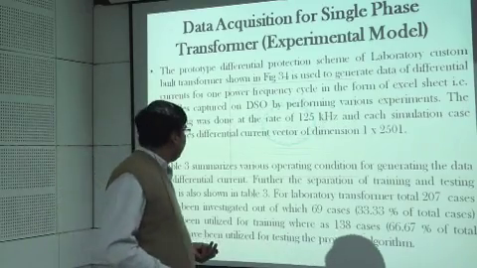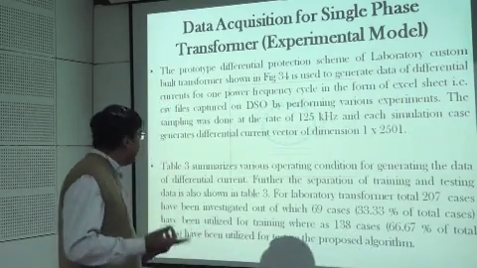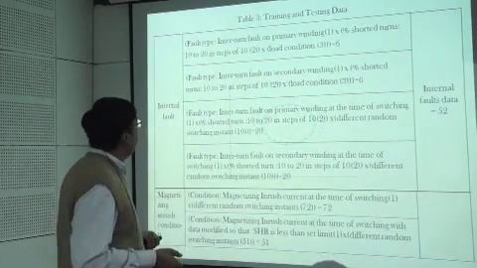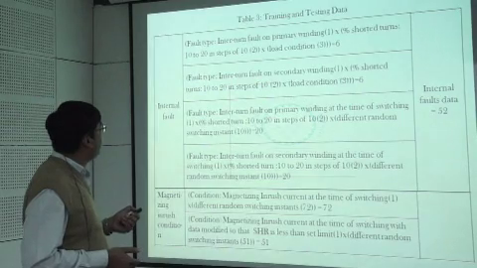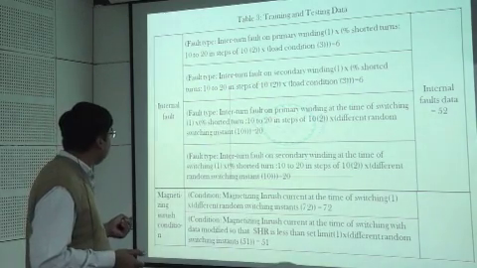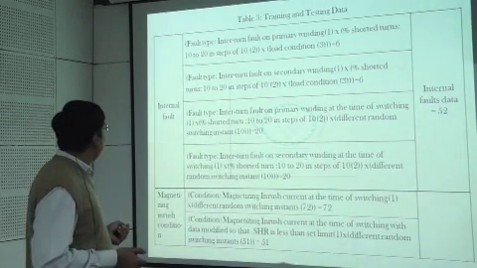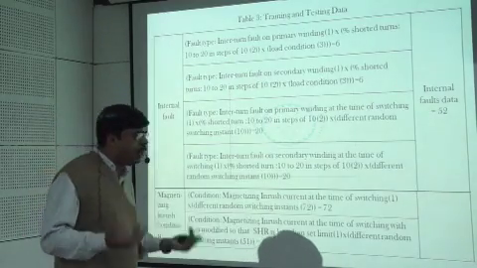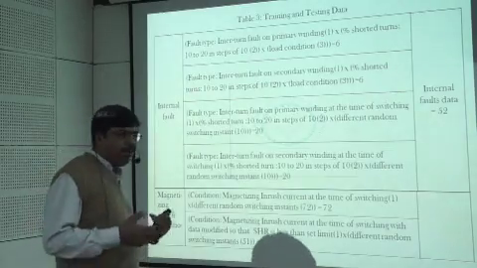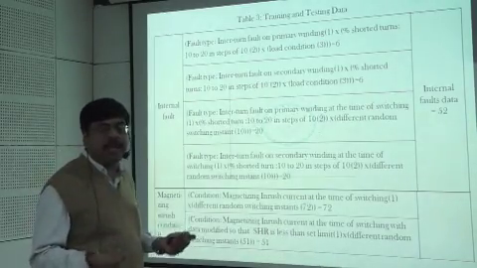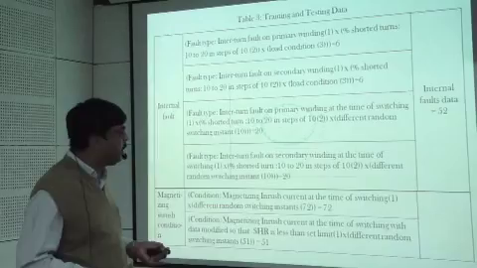Data acquisition, data for one cycle is taken, like the internal fault data is 52, internal fault on primary and secondary with various percentages of shorted turns. Then internal fault at the time of switching with random switching instance. For magnetizing, the data of inrush for various random switching, where we cannot control the switching instance.